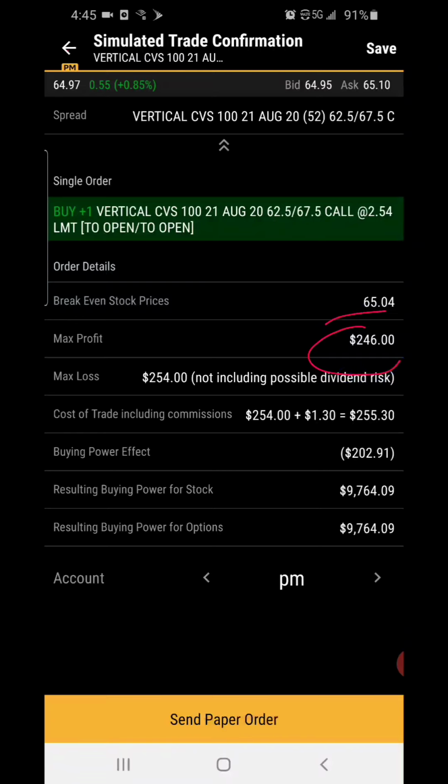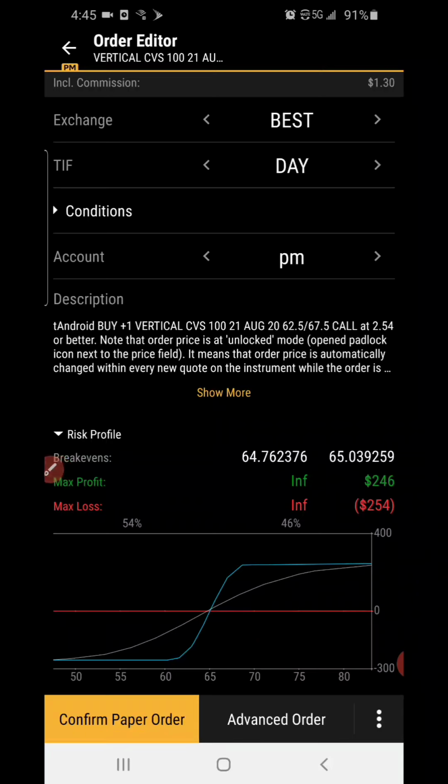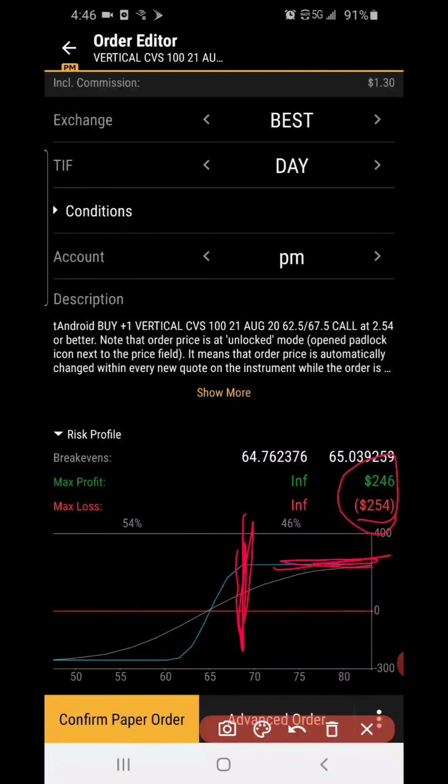Let me just go back one screen. If you scroll down on this previous screen, you can see, and these numbers sometimes are a little wonky, but usually they give you the correct numbers. So we're going to buy it for $254, so that's our max loss. That's the most we can lose. Max profit is $246, right? Because the maximum value that this spread can be, since it's a $5 wide spread, is $500. So 500 minus 254 cost means our max profit is 246. So almost a double, right? Basically a double if the stock is trading above the 67.50 price right there. If it's trading above 67.50, you make this max profit of 246. If it's trading at about 65, that's your break even, right? And then below that, you're going to lose money.